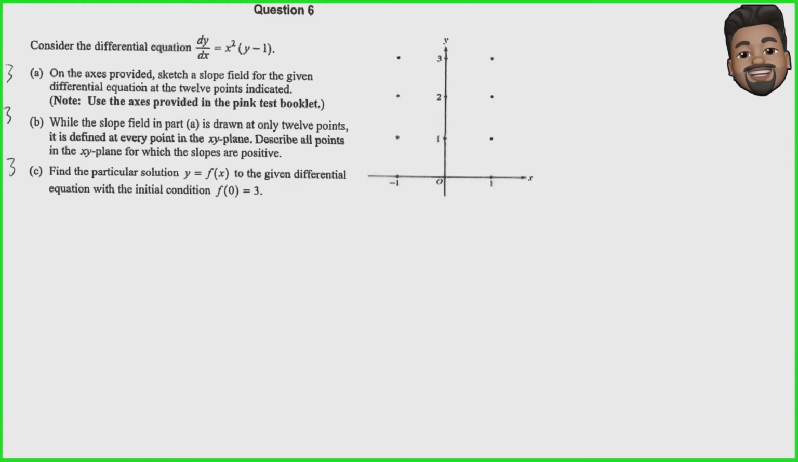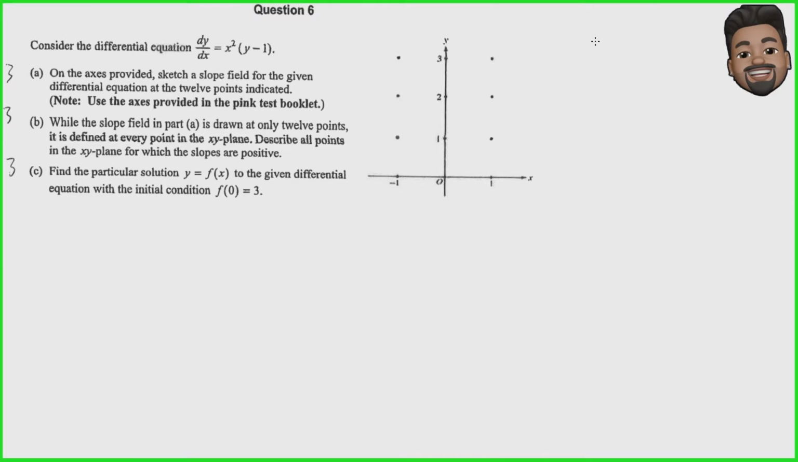If you notice, on the axis provided, sketch a slope field for the given differential equation at the 12 points indicated. What are the 12 points indicated? Well, 1, 2, 3, 4, 5, 6, 7, 8, 9, 10, 11, 12. It's basically all these 12 right here. I know this one is hard to see at 0, but there is one there.